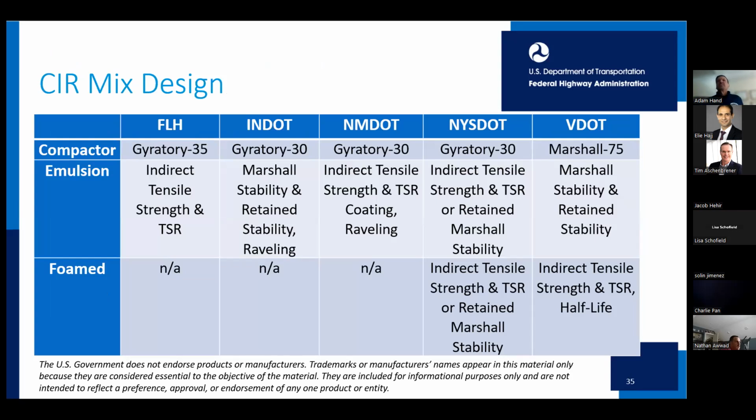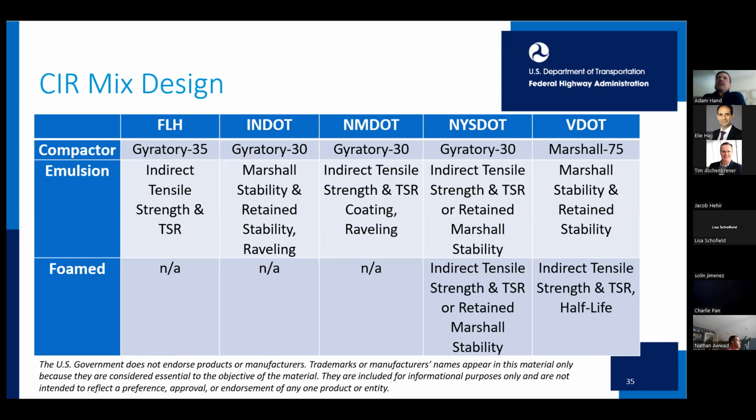When it comes to mix design, VDOT at the time was using the Marshall mix design. I assume they still are, with 75 blows. The other agencies were all using gyratory compactor, 3 of them with 30 gyrations, and then federal lands is using 35. And there's sort of a mix. This is with emulsion. With emulsion, there was either indirect tensile strength and TSR, or Marshall stability and retained stability being used.